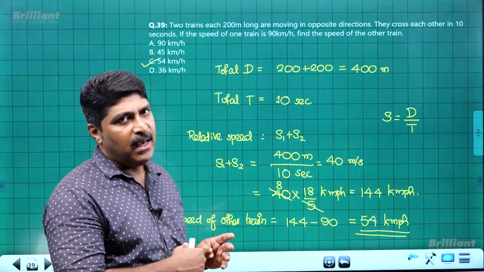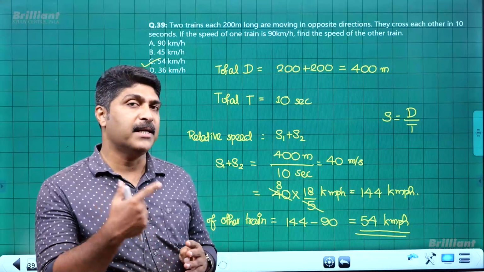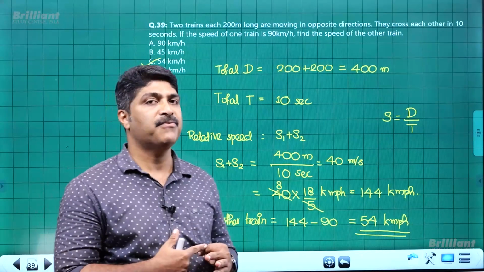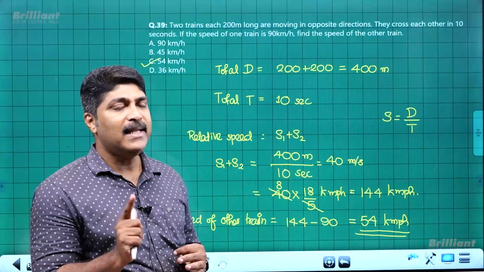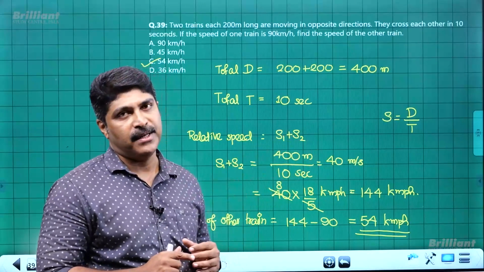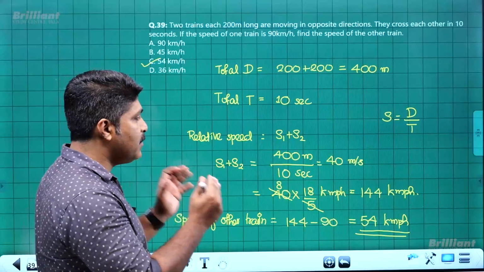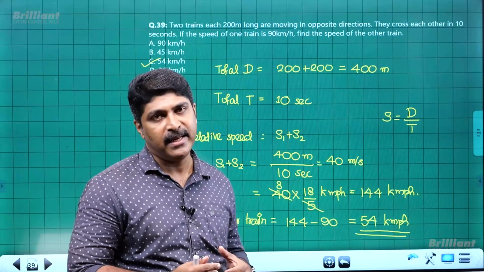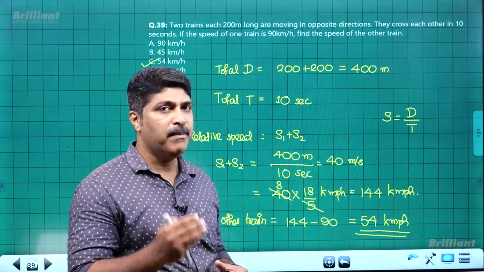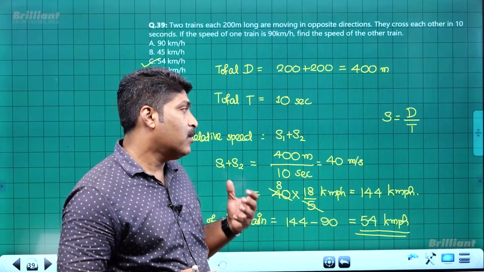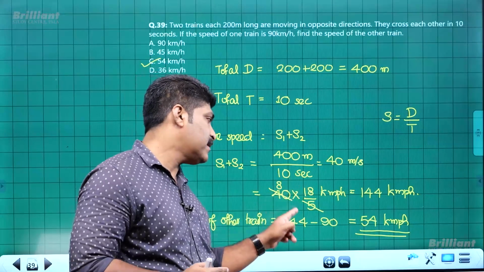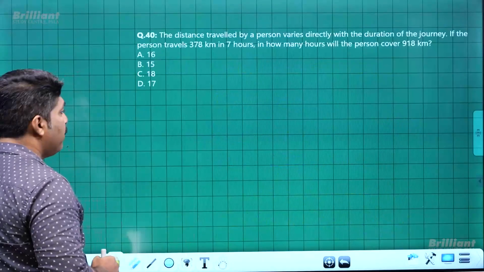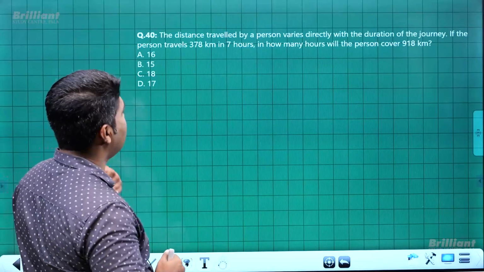The second thing: what is the relative speed? If two moving bodies are in opposite directions, it is the sum of their individual speeds. And the third thing is the unit conversion. If the distance is in meters and time in seconds, we get the speed in meters per second. We have to convert it into kilometer per hour by multiplying by the constant 18 by 5. So these are the main three points to keep in mind in such a question.